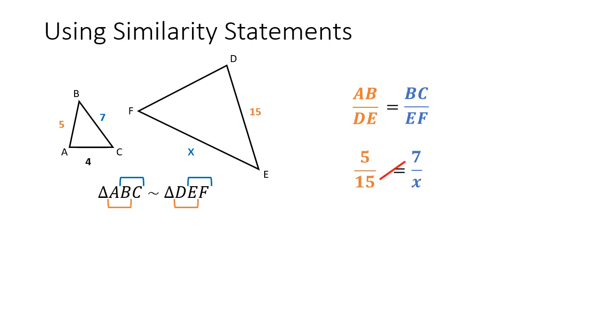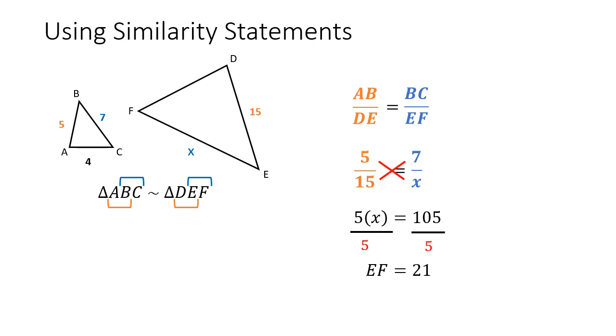So in this case, 15 times 7 is going to equal 5 times x. So we have 5x equal to 105. And then to solve for x, all we have to do is divide by 5 on both sides. And that length of E to F, or x, is 21.